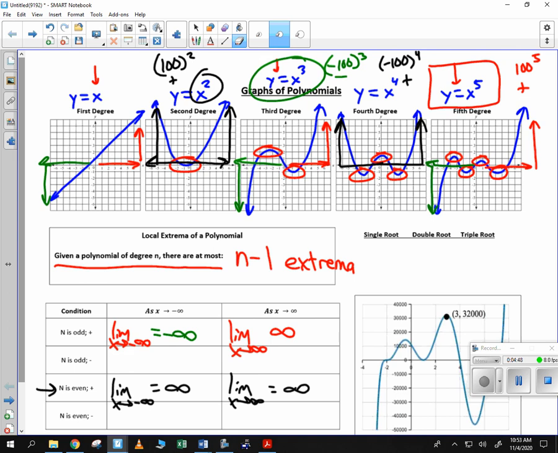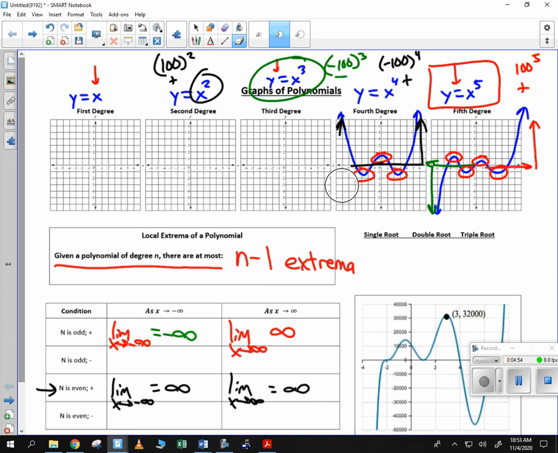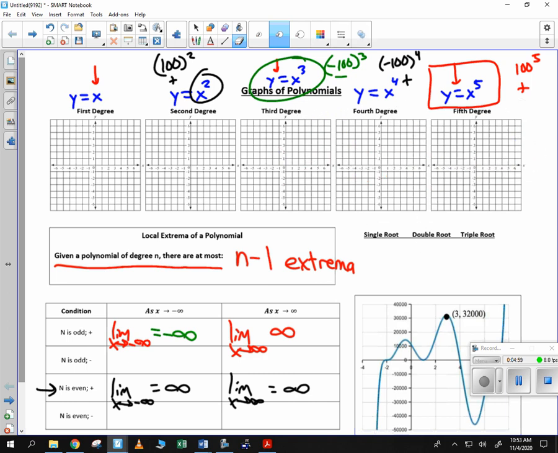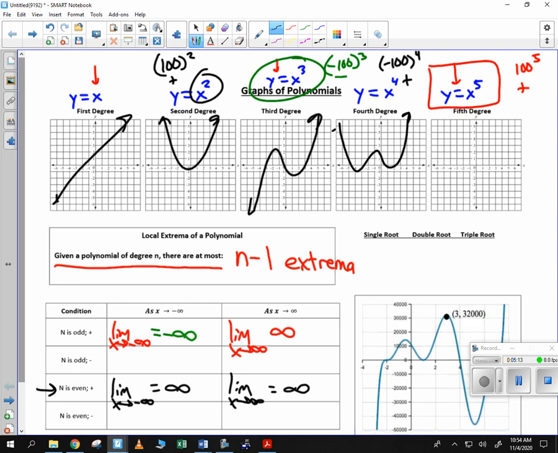I'm going to erase some of this to get just a little bit different idea. We have our first degree, second degree, third degree, fourth degree, and fifth degree.